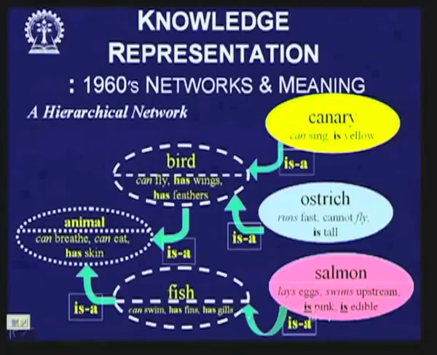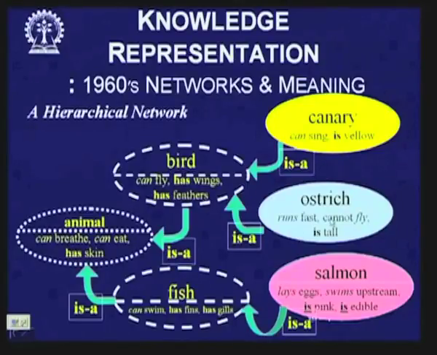But if I follow this link, I can see that salmon is a type of fish, is a fish, and all the fish can swim. That means all fish can swim unless specified otherwise. So, I can infer that salmon can swim. If I ask, can salmon breathe? Well, the answer is not here. I go up this link, the answer is not here as well, but the answer is here. You can see that since fish is a type, is an animal, it can breathe.